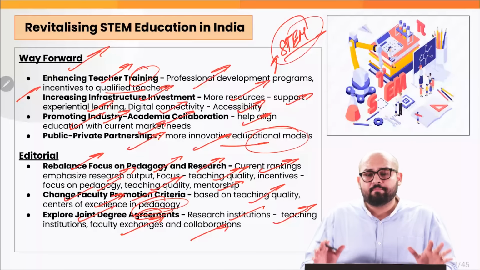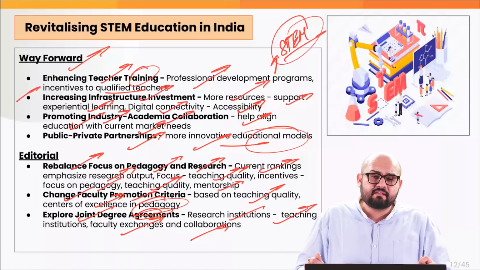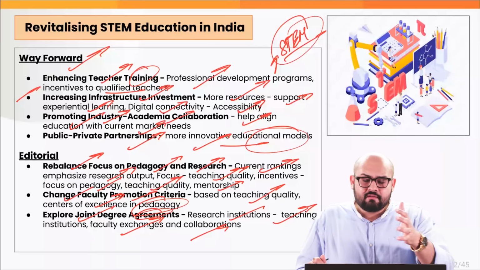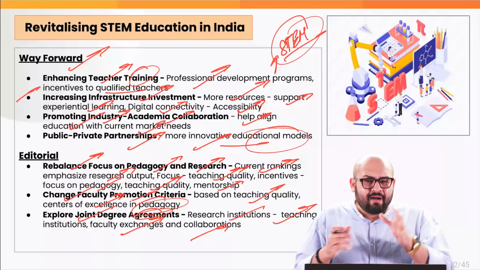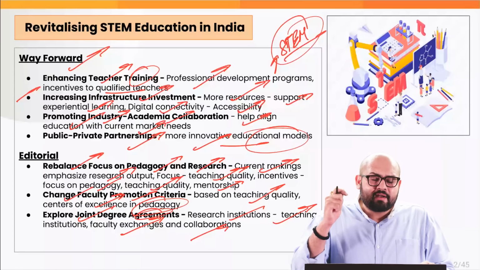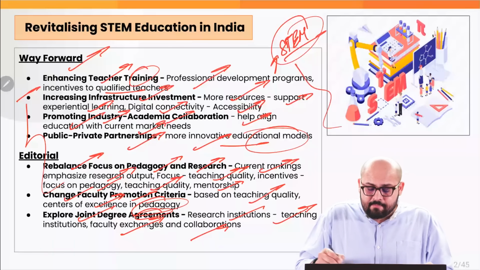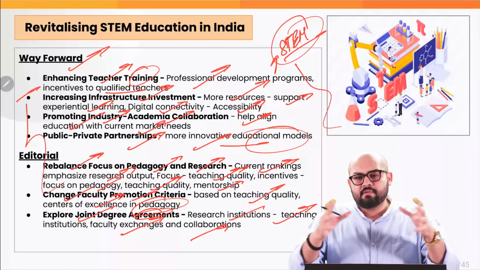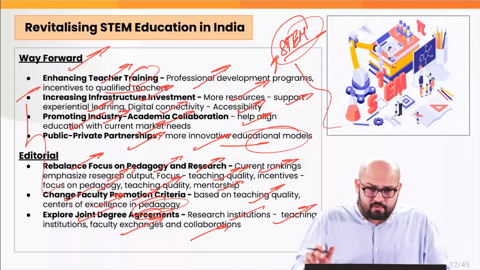So that is the whole crux of the article, that definitely we have made progress when we talk about STEM education and research in the country, but still there are wide loopholes present, and therefore what we are trying to emphasize is that we need to have these steps in place so that we can ensure a more robust STEM ecosystem in the country. That is what you need to know.